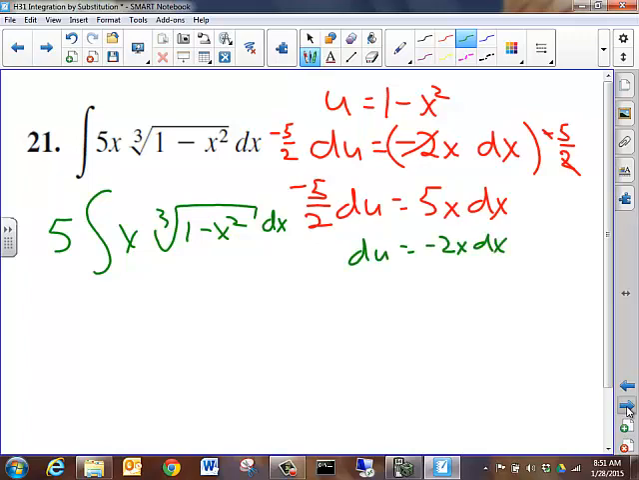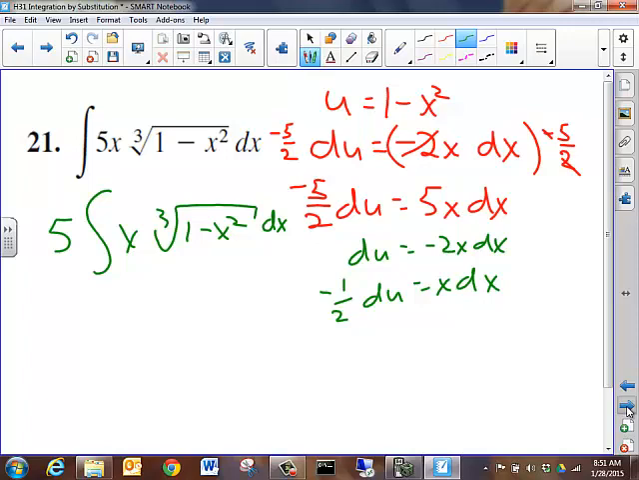Well, we need it to be x, don't we? So we need to divide both sides by negative 1/2, and now when we substitute in, we're just substituting in a negative 1/2 for du. But we've already got a 5 on the outside, so when we multiply it, we're going to wind up back to the negative 5/2 anyway. So if pulling the 5 out first makes it easier for you, that's fine.